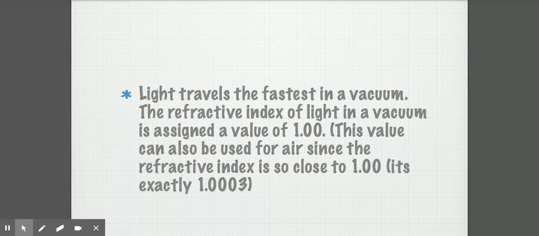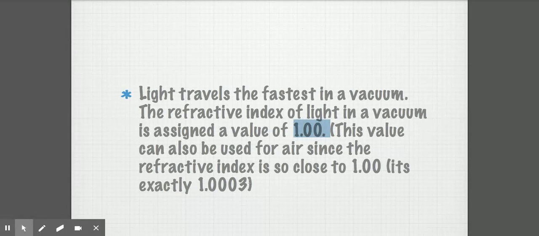I mentioned this before, but we're going to put it in writing now. Light travels the fastest in a vacuum. The refractive index of light in a vacuum is assigned the number 1. So we know that light can travel at its top speed, 300 million meters per second, in a vacuum when there's no particles in the way. So the fastest that light can go, we give it the value of 1. This value is also used for air. We don't really have a lot of vacuums here on Earth, so we say that light traveling through air is so close to how fast it goes in a vacuum, we just call it the same thing.